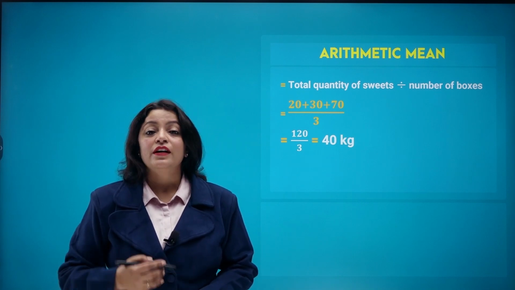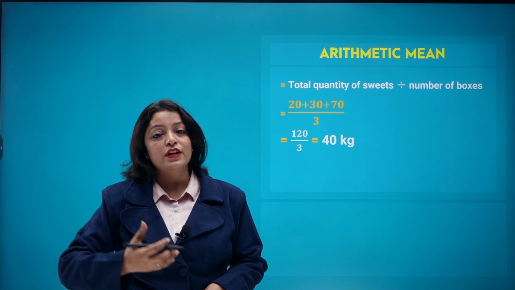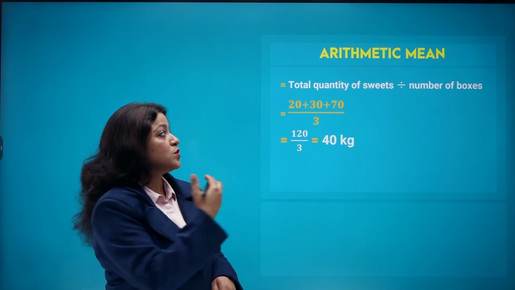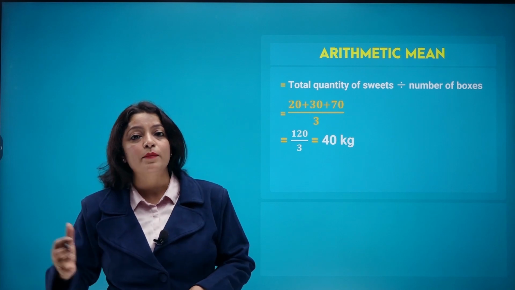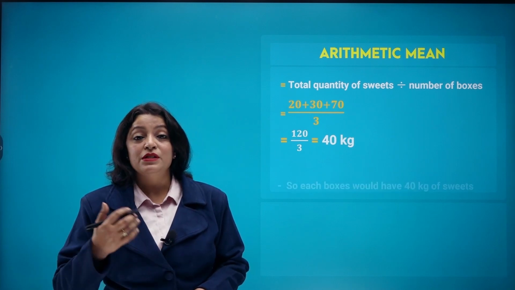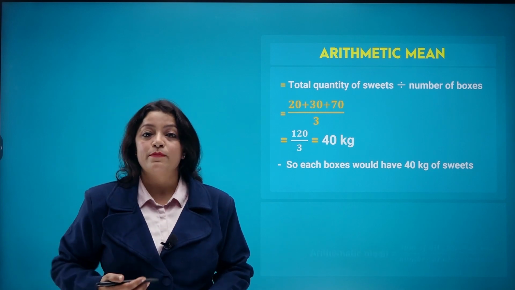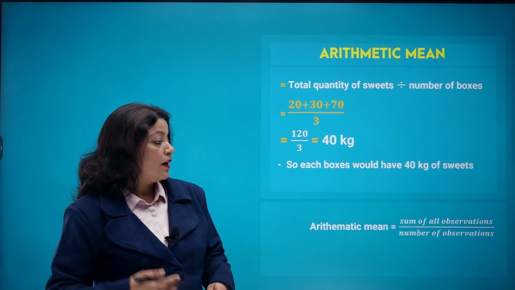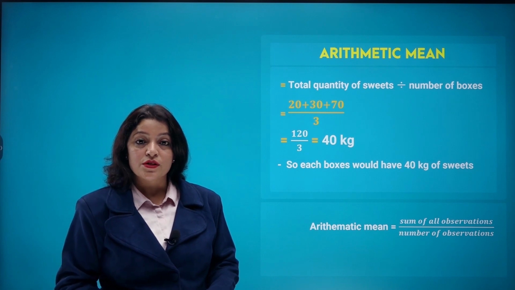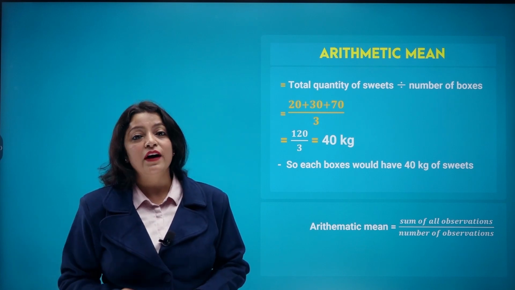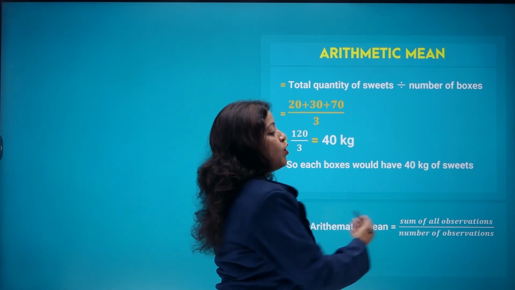So, we say here that 40 kilograms is the average quantity of sweets which must be in one box if this quantity of sweets is shared equally among the boxes. That means if each box shared the same thing. So, if each box would have 40 kilograms of sweets, we can conclude with a formula that arithmetic mean is equal to the sum of observations divided by the total number of observations.